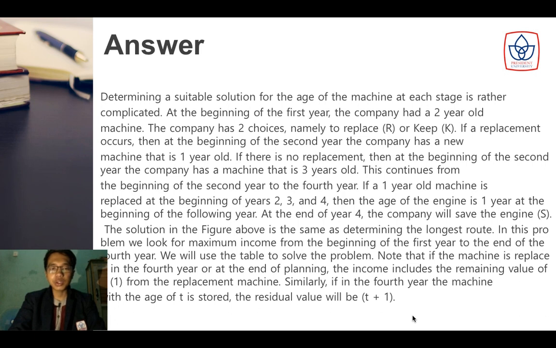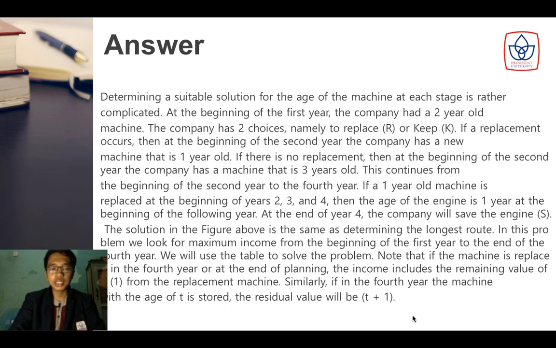If there is no replacement, then at the beginning of the second year the company has a machine that is 3 years old. This continues from the beginning of the second year to the 4th year. If a 1 year old machine is replaced at the beginning of years 2, 3, and 4, then the age of the engine is 1 year at the beginning of the following years. At the end of year 4, the company will save the engine S.